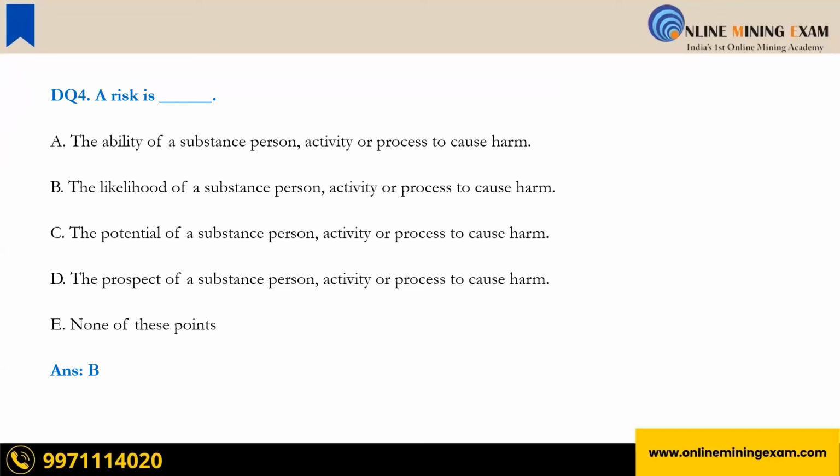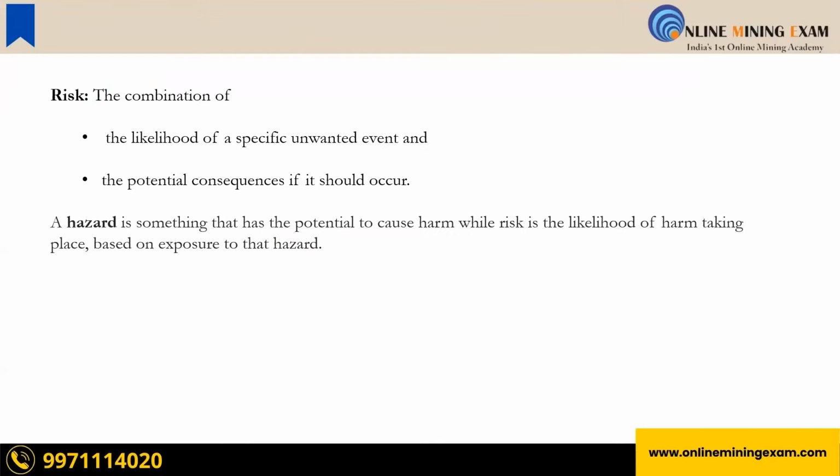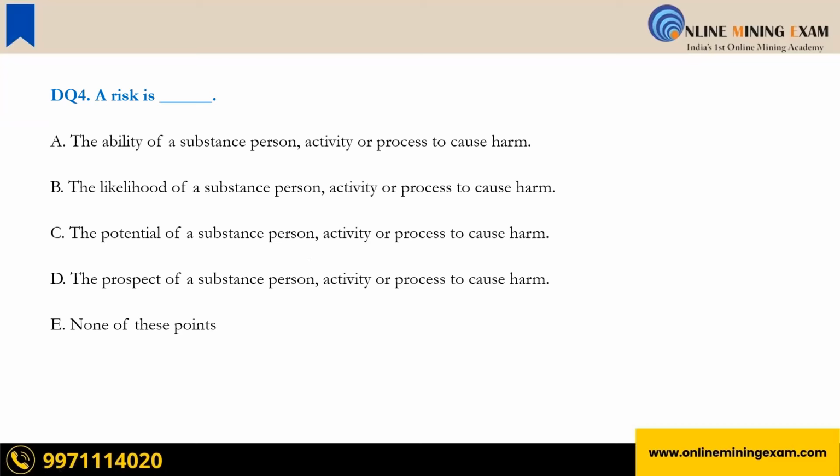So the answer is B. A risk is the likelihood of a substance, person, activity, or process to cause harm. Okay, and most of you people have answered B, so that is very good. Some people have answered C or E, so please understand this. We already defined it. Risk is the, what is risk? Risk is the likelihood. I was just telling you that there are two important keywords, likelihood and consequences, and DGMS has asked questions on those two keywords only. The risk is likelihood. Okay, there is no consequence word used here, so of course the answer is B.